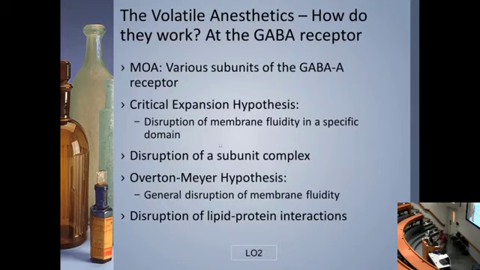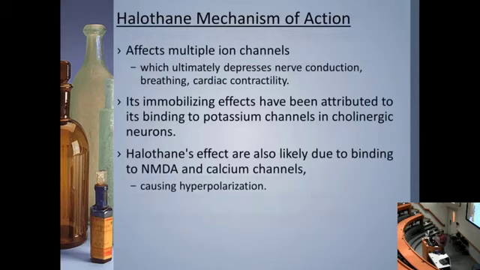And so, other hypotheses in terms of how these drugs work are listed here. But essentially what we think is happening is some type of modulation or alteration of the GABA receptor complex, which changes the physiology of those neurons. Okay? Halothane, let's go into the halothanes, affects multiple ion channels. And so if you do that, you're going to reduce or depress nerve conduction, and the outcome is going to be less breathing, less cardiac contractility.